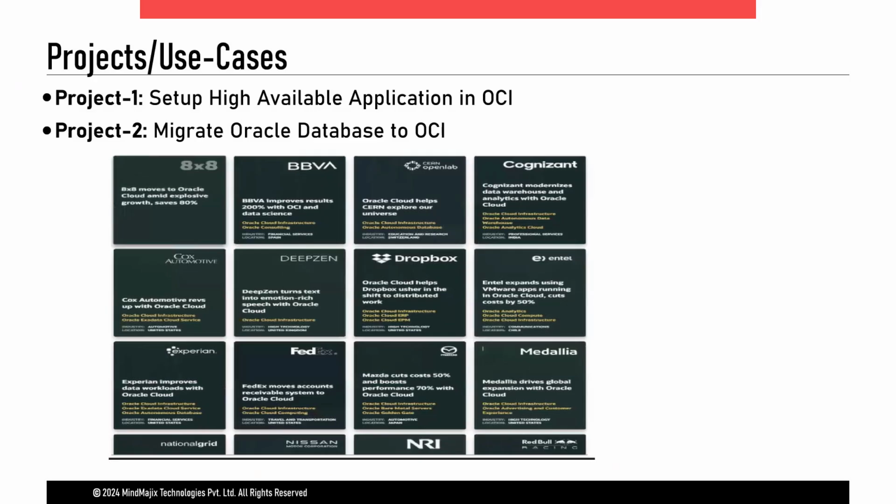I will try to basically cover these two use cases: how we can migrate Oracle database to OCI, and how we can set up a highly available application in OCI, creating multiple VMs, interconnecting them with load balancers and then configuring them, right? And here I have taken a snip from Oracle's website showing the use cases of which projects have utilized OCI.